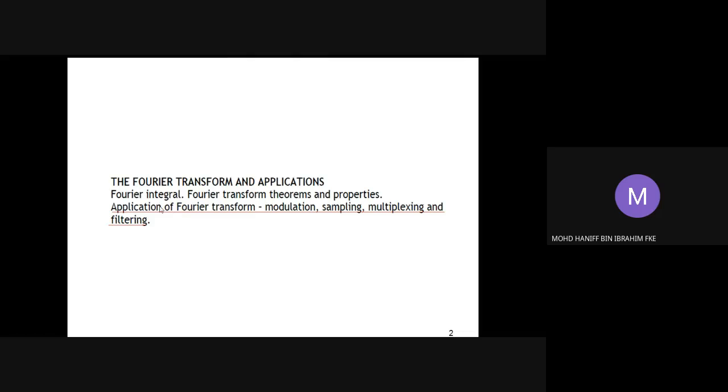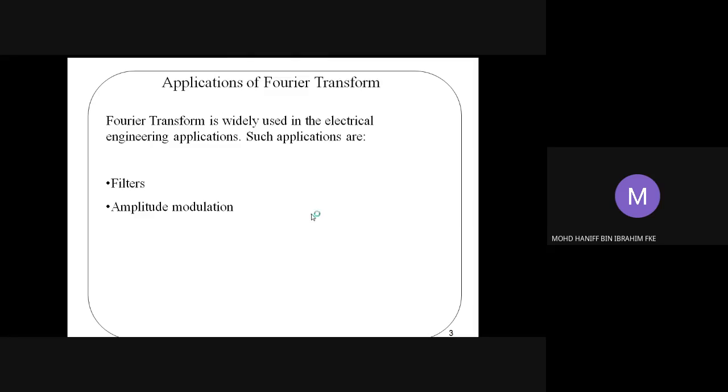So we're going to proceed now with the applications of Fourier transform, which covers the topics of modulation and also filtering, modulation and filtering. Two applications will be covered in this lecture 12. The first one will be on filters, followed by AM, or amplitude modulation.